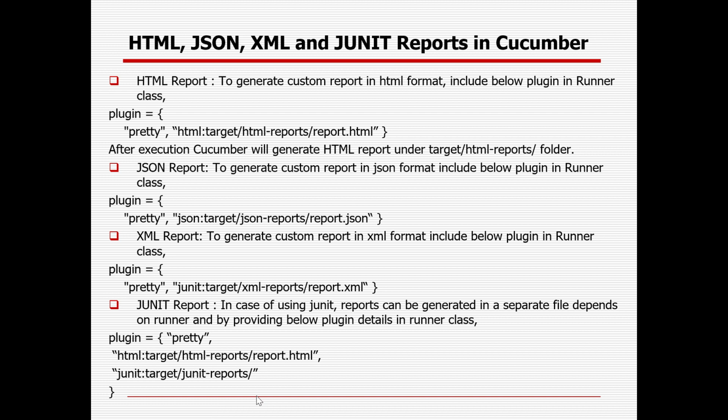The JUnit report is nothing but similar to the HTML report. To generate custom reports in different formats, you need to add this part. After plugin equal to pretty, you need to change it to a double bracket instead of the first bracket. In HTML format, you can generate this in the target folder, with the report name report.html. Similarly, you can generate the JSON report in the target folder. That is the folder name, and that is the report name. Also, you can generate the XML report in the target folder, where the type will be JUnit.